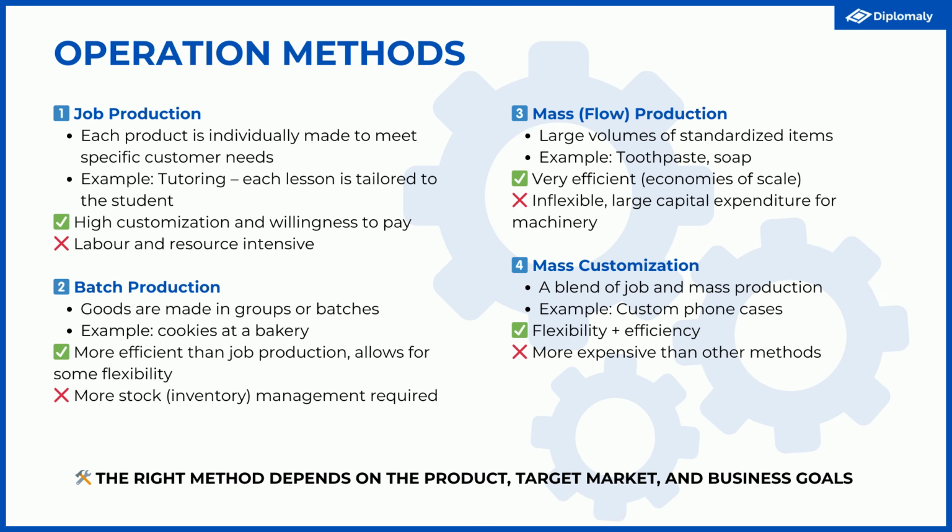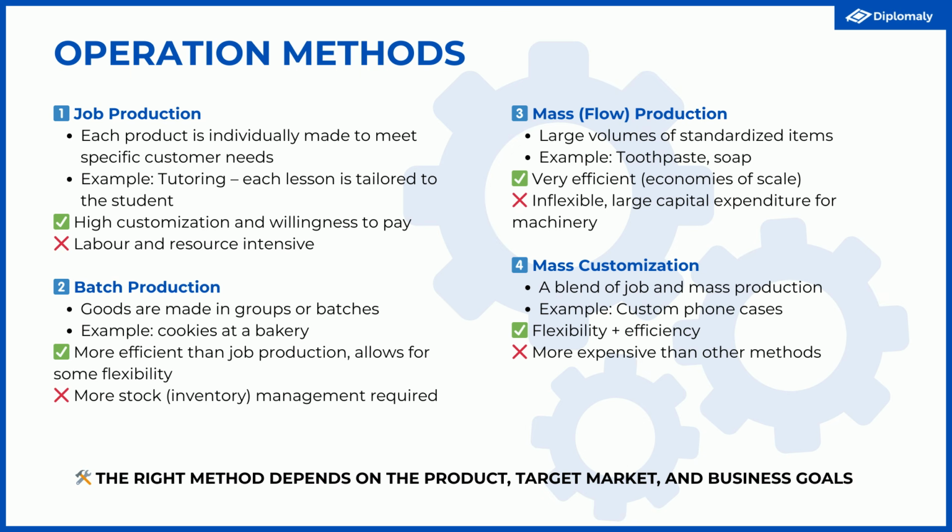Mass or flow production refers to the continuous production of large quantities of standardized products. This is common among products like toothpaste or soap. This helps a business capture economies of scale and maximize efficiency, but has very limited flexibility and requires significant capital expenditure on machinery.